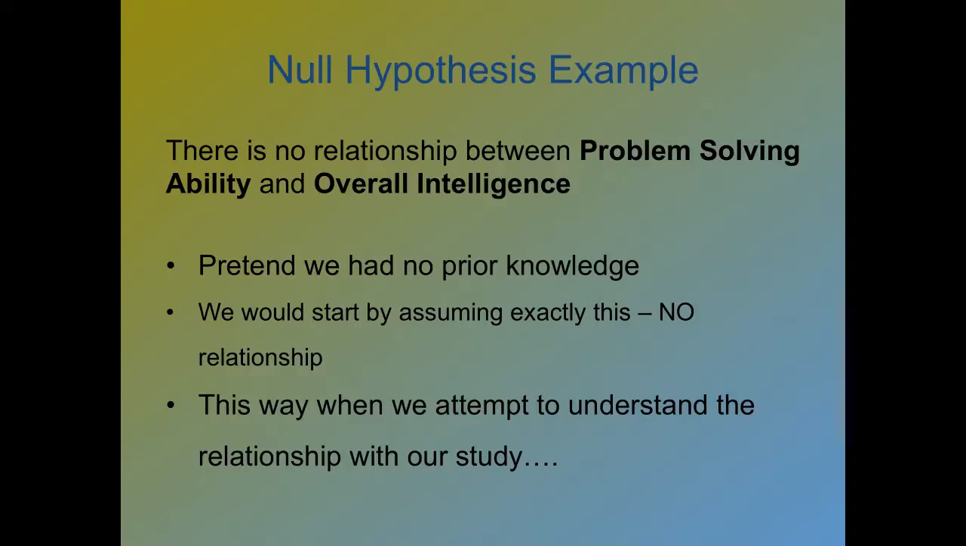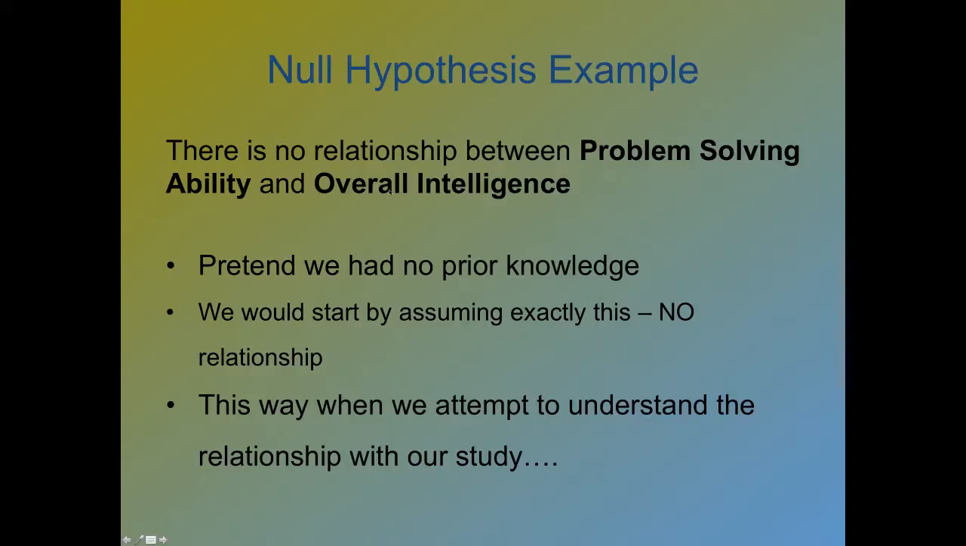Now, let's take the previous example. There is no relationship between problem-solving ability and overall intelligence. And let's start pulling it apart and see why that is a null hypothesis. First of all, it states that there's no relationship. So this is variable number one, problem-solving ability, and overall intelligence is variable number two.